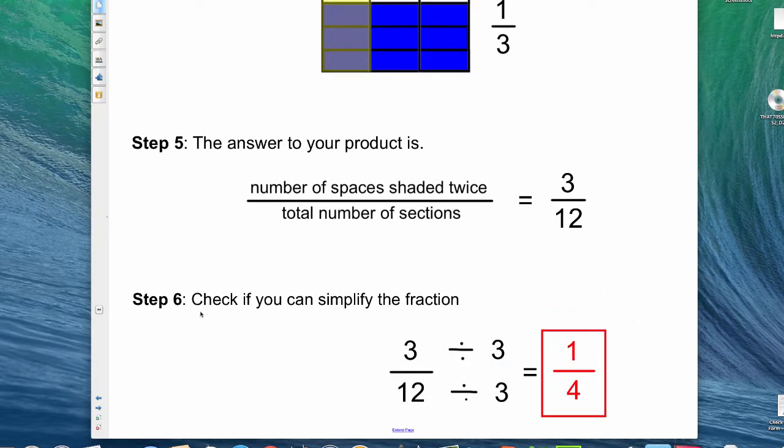The last step, and this is really a step any time you're working with fractions, multiplying or dividing, is you've always got to check if you can simplify your answer. And I take a look at 3/12 and I see that they both have a common factor of 3. So I divide each one by 3, and that gives me a simplified fraction of 1/4.